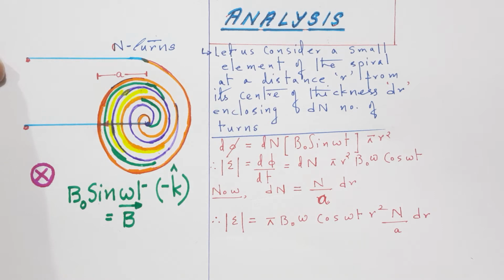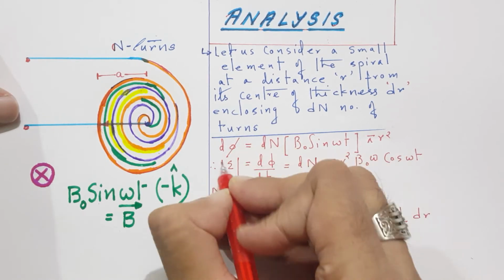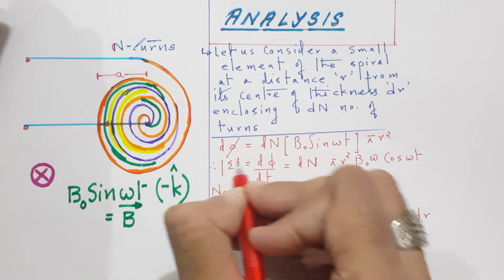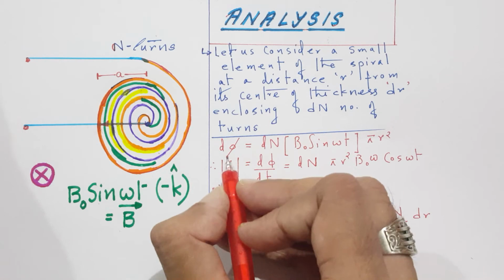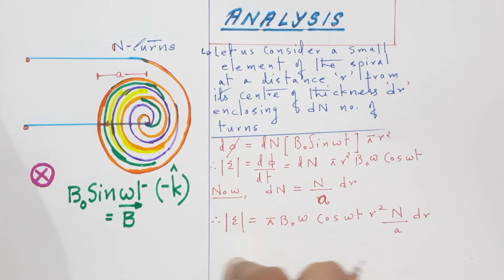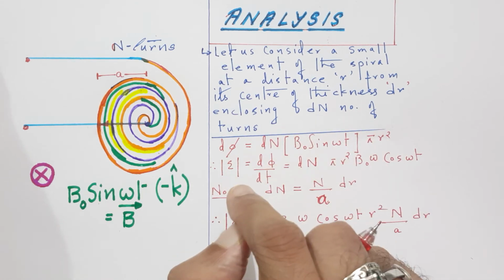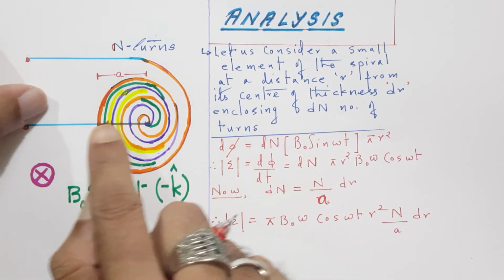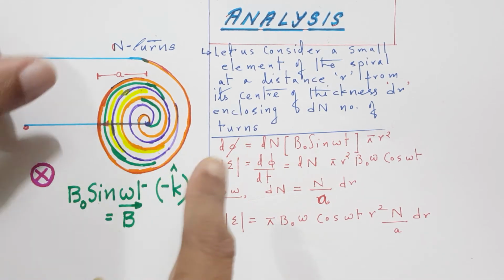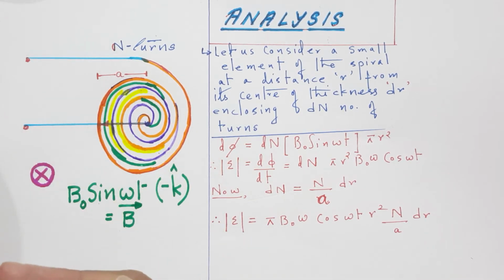Okay, now E is d phi by dt. Now this is basically, I should write it as dE, or I should write it as delta E. I should have written dE. Why? Because this is the EMF induced corresponding to these dn number of turns. But if we want to find out the total EMF induced for all the N number of turns, then we must integrate it from 0 to a.